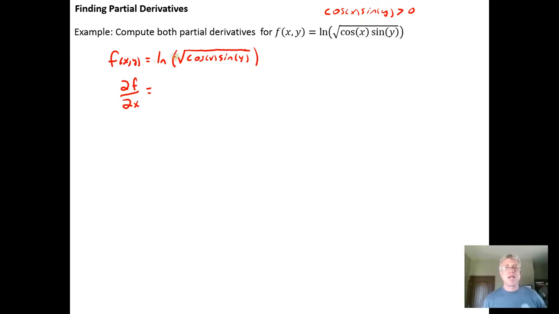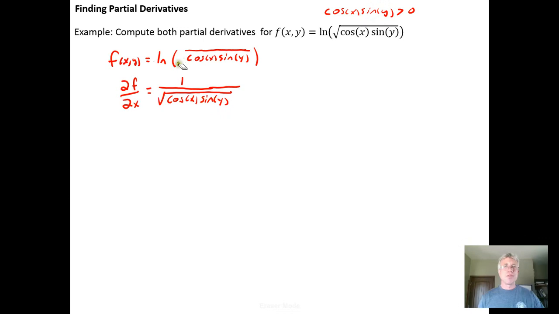So the derivative of the natural log of crap is 1 over the crap, so we get 1 over the square root of the cosine of x times the sine of y, but then you have to multiply by the derivative of the crap that's inside the logarithm by the chain rule.